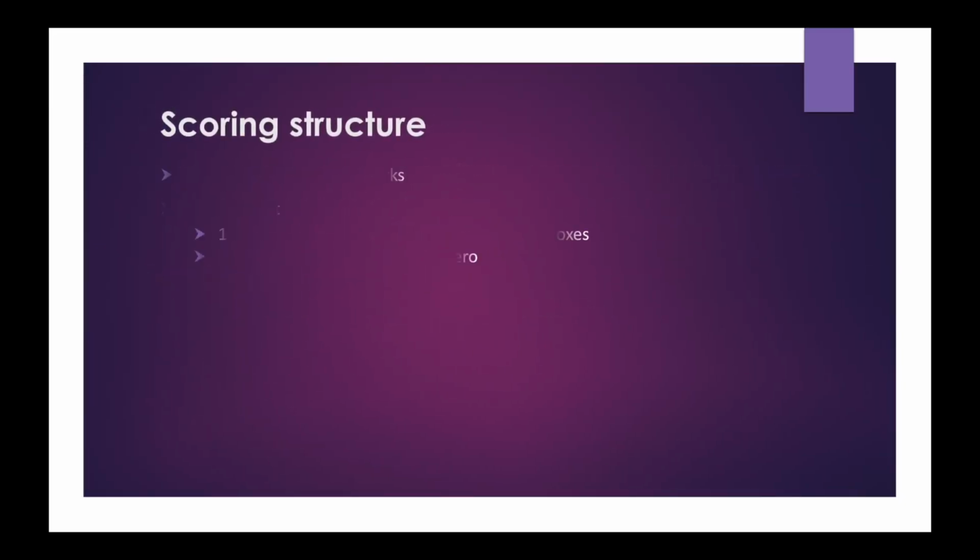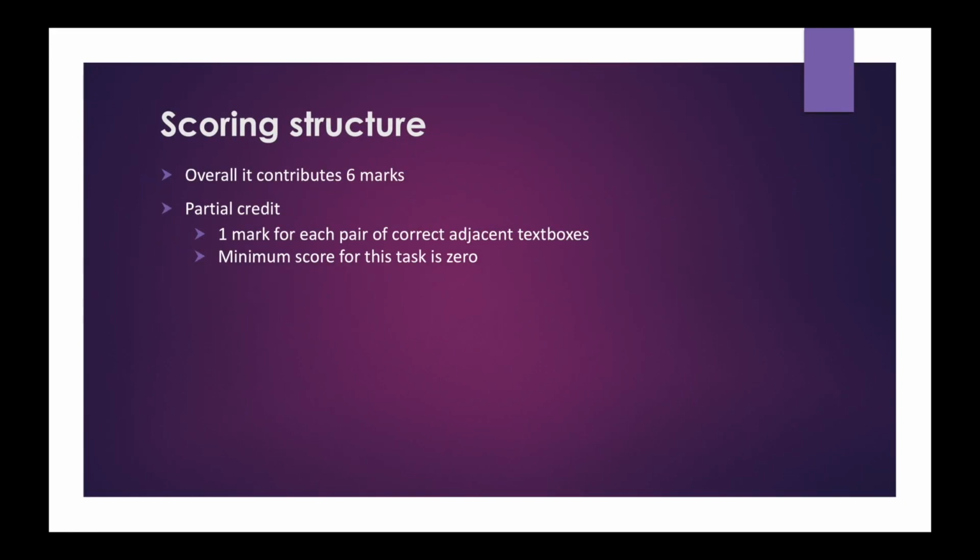Scoring structure. This task contributes a maximum of 6 marks. This is also one important task which helps to achieve 79 plus. And this task is scored based on each pair of correct adjacent sentences. For each correct pair, 1 mark is provided, but there is no negative marking for this task.